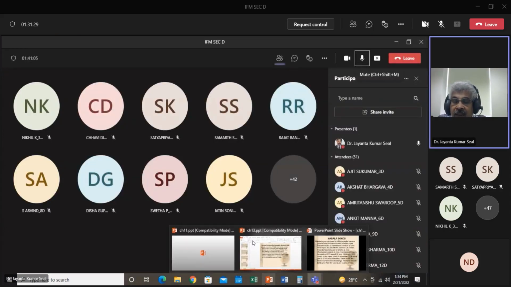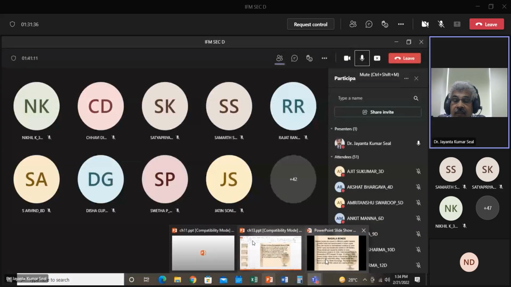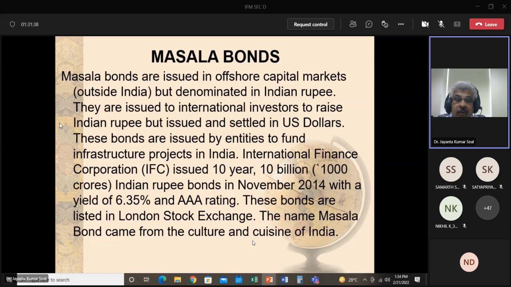The name masala comes from Indian cuisine. They are rupee denominated bonds but settled in dollars. Let me explain, then I'll give you an example. Masala bonds are issued in offshore capital markets, that is outside India, but denominated in Indian rupees. They are issued to international investors to raise Indian rupees, but issued and settled in US dollars.